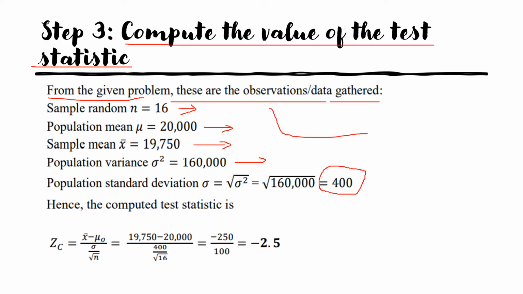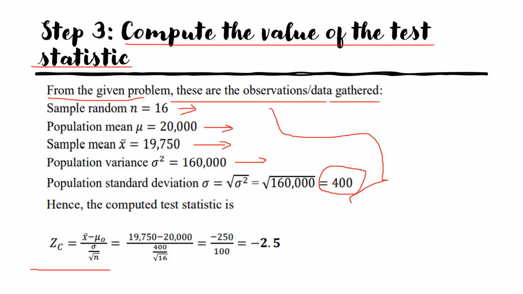Now with the given values here, we just simply substitute the given values to the formula for your computed Z. So we substitute your 19,750 as the value of your sample mean minus your 20,000 here as the population mean, all over your 400, that will be your population standard deviation, all over square root of 16. That will be your sample size.